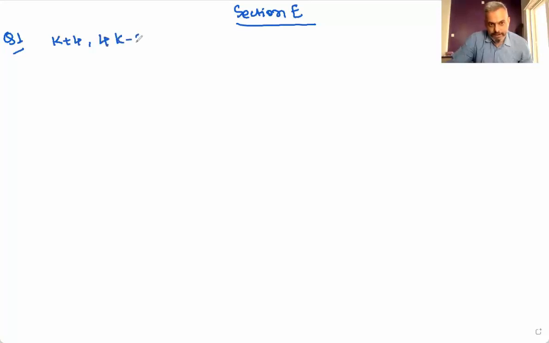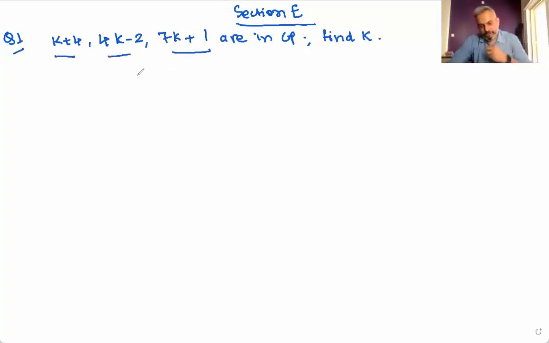Section E, question 1. If the three positive numbers k plus 4, 4k minus 2 and 7k plus 1 are in GP, find k. Now see, all these three numbers are positive numbers, they are in geometric progression.